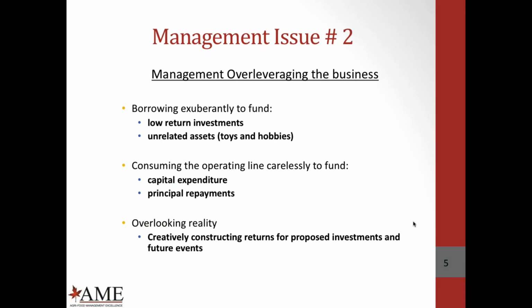So the second management issue is over-leveraging the business. So we can borrow for low return investments, unrelated assets. So you can see a lot of things that are running around on farms that really aren't having a return on investment, but they have significant dollars that have been paid for them. Consuming the operating line. Operating lines are not supposed to be used for capital expenditures. That's why you have term loans or for principal repayments.